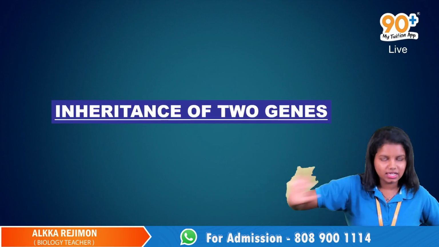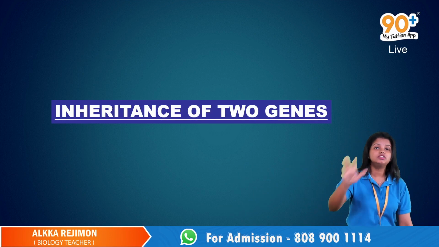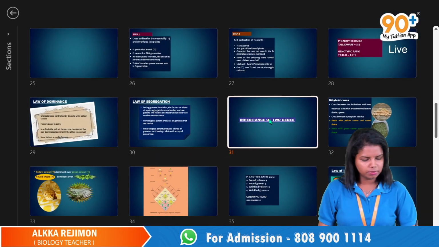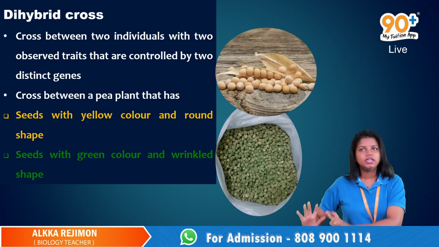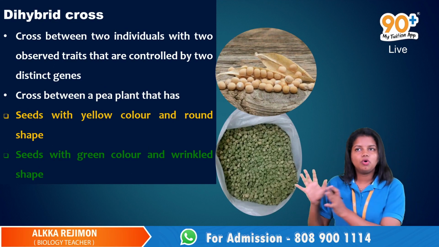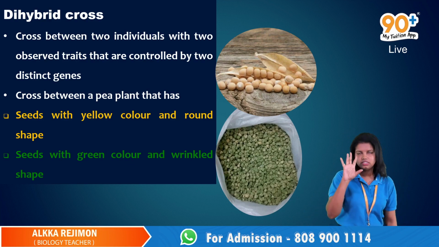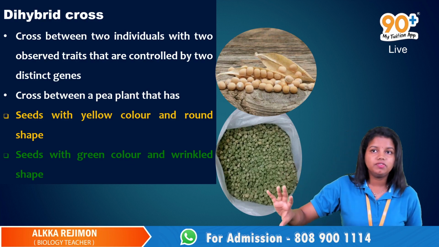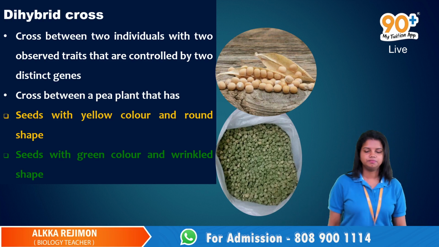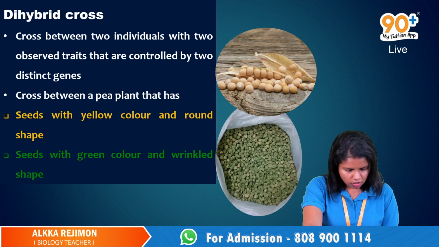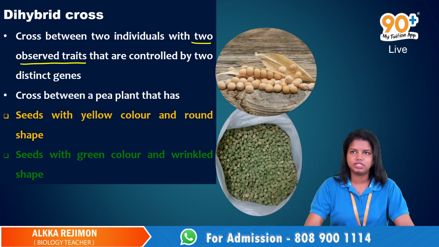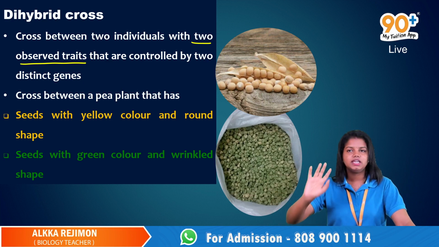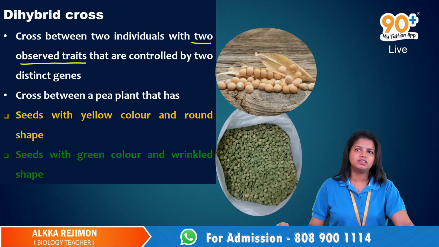Here comes the next experiment, that is inheritance of two genes. I said the steps are the same as in the monohybrid cross, so I am not giving a special explanation. Here we are using two characters. In the monohybrid cross we took only one character, height, but here we are using two characters. Let's see. The cross between two individuals with two observed traits that are controlled by two distinct genes is used here. And experimentally Mendel used two characters.